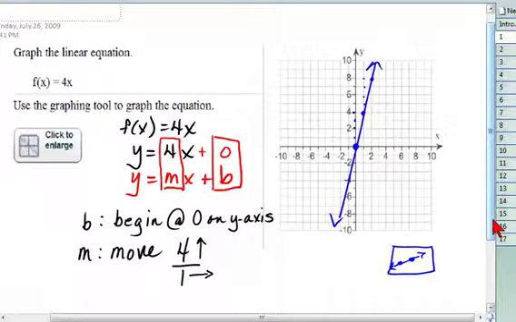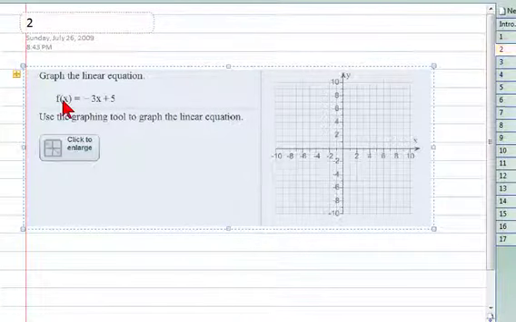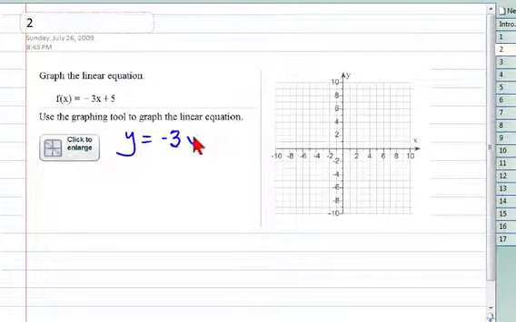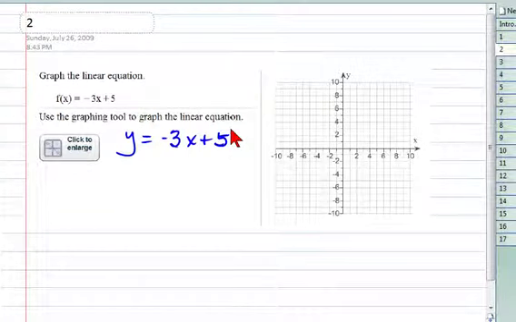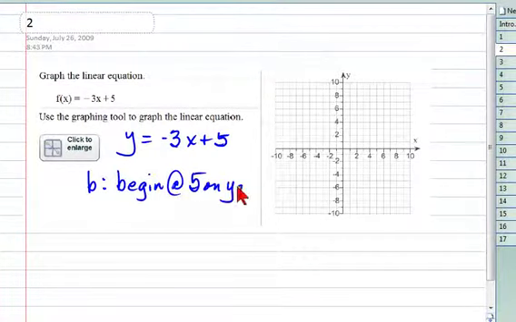Everybody okay on this? Slope intercept. Let's look at number 2. We are asked to graph f of x, but I'm going to think in terms of y. Y equals negative 3x plus 5. Where will I begin? At 5. I will begin at 5 on the y-axis.